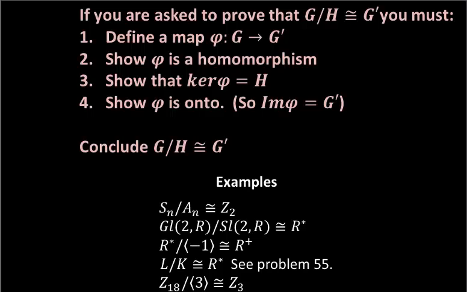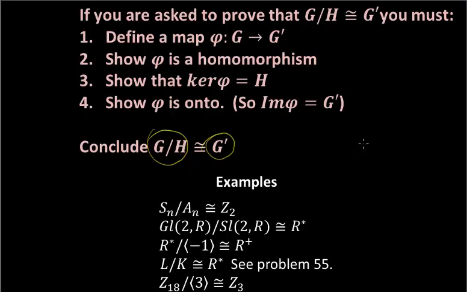Now, in the last class, Emily asked an important question. She said, well, I thought to show that two groups were isomorphic, you would define a map between this group and this group, and show that that map was one-to-one and onto, in other words, a homomorphism which is one-to-one and onto, in other words, an isomorphism. That is the way that we would prove that two groups are isomorphic.